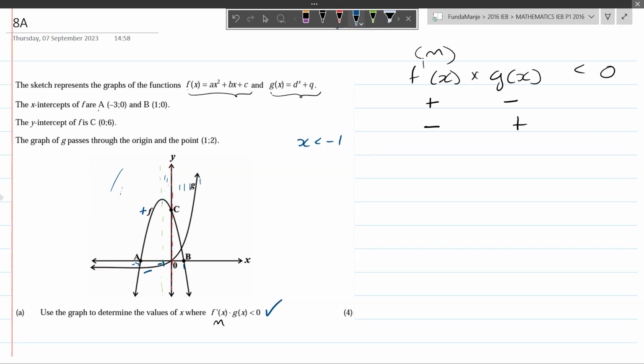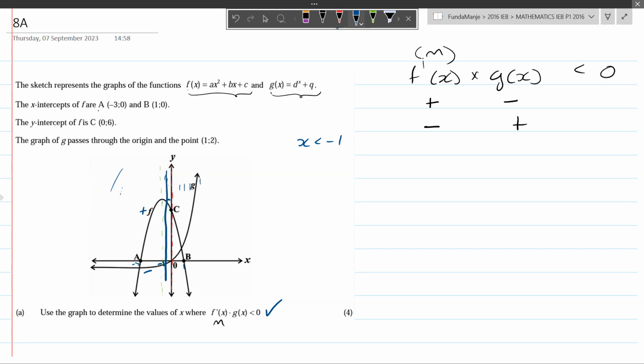In between here, we still have g being negative. So between the red and the green, g is still negative, but it is on the verge of becoming positive. But now the graph of f is also negative on that part. It's no longer increasing, it's now negative for the rest of the x values. So negative and negative gives us positive, so we are not looking at this region.